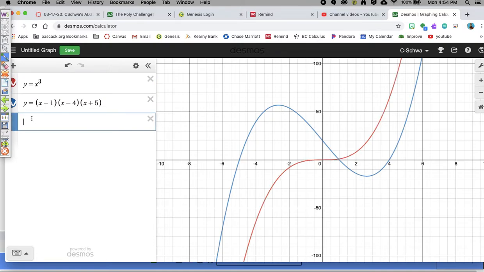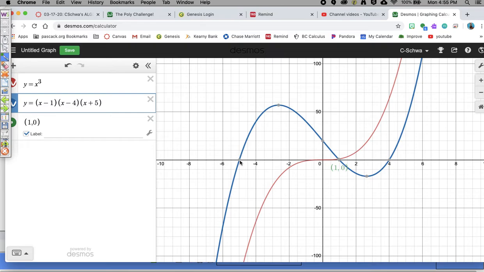I'm going to type in the point 1 comma 0 and hit label. I'm going to put this guy in here, which is 5 comma 0, and then this guy over here, which is 4 comma 0. What I want to show you is that when these are in factored form, we already said that these represent the zeros of a function. I find it super interesting that when you have a cubic function, you can have a maximum of 3 zeros. We can also have a minimum of 1 zero.